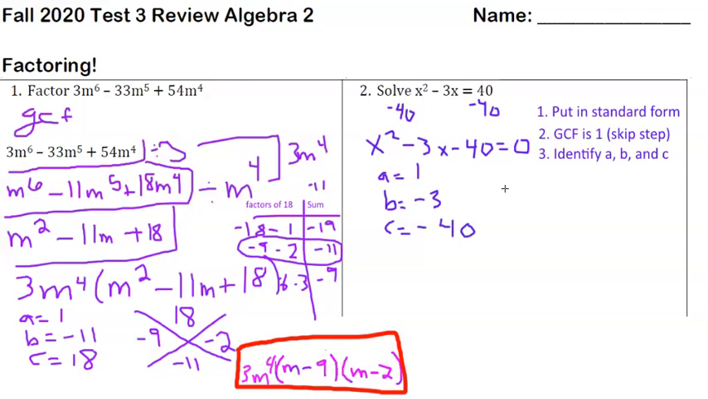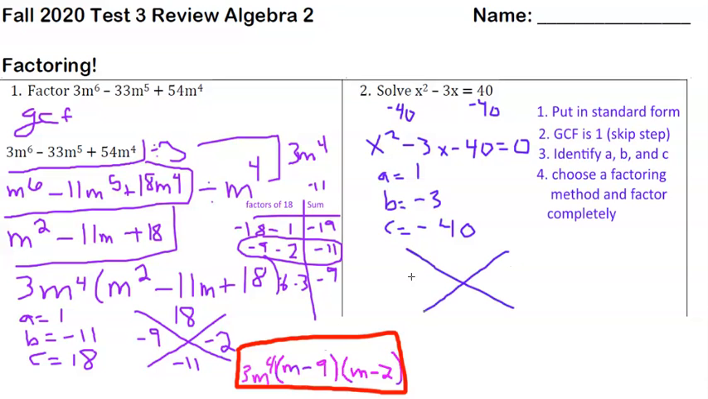From there you're going to choose a method for factoring to factor this trinomial. Since A is 1, it looks like we could use the x factor method. So we'll draw an x. A times c is our product. -40 times 1 is -40. Our b is our sum, -3. We find two numbers that multiply to give you -40 and add to give you -3.